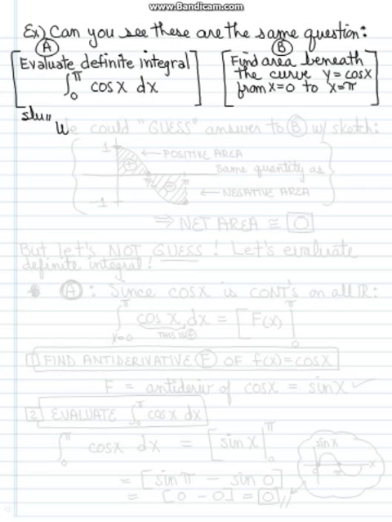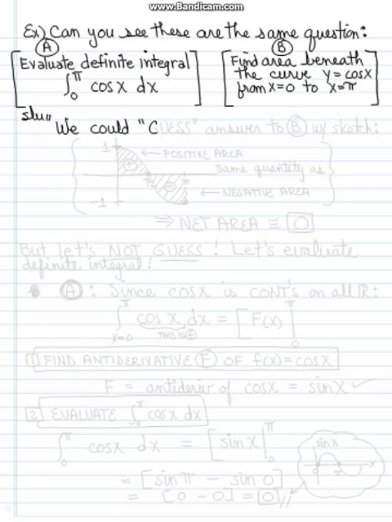Can you see that these are the same questions? Part A, evaluate the definite integral from 0 to pi of cosine of x dx. And part B, find the area beneath the curve y equals cosine x from x equals 0 to x equals pi. Now I say beneath, but that implies that if there's any curve below the x-axis, the area is considered to be negative area. Okay, yeah, these are the same question.